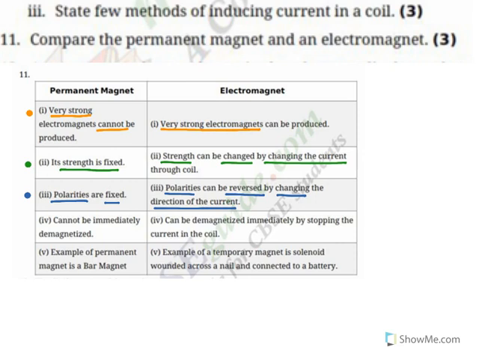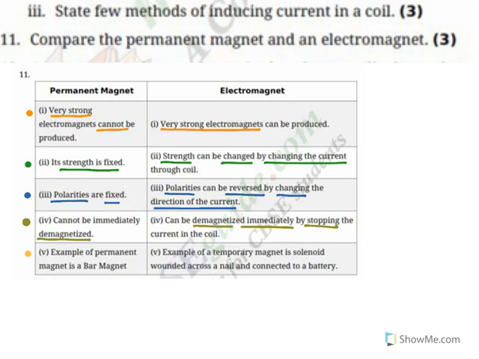Then we have permanent magnets. They cannot be immediately demagnetized. They do not lose their magnetic properties very quickly. But an electromagnet can be demagnetized immediately. Just stop the current and it stops behaving as a magnet.